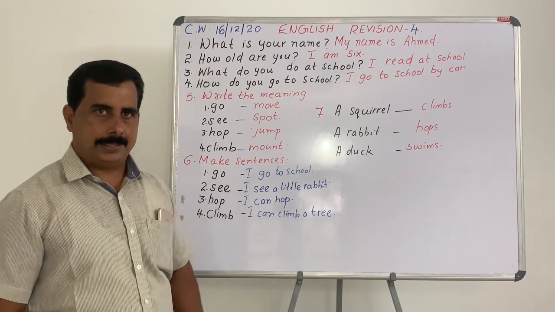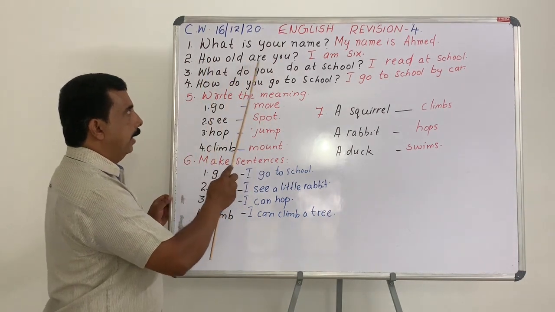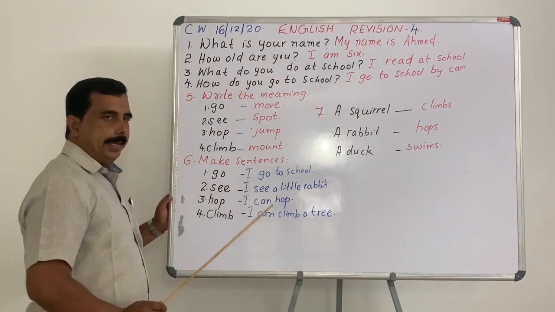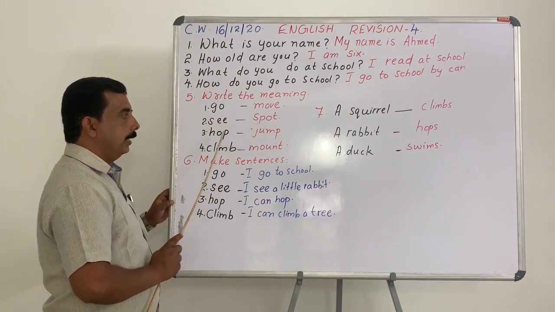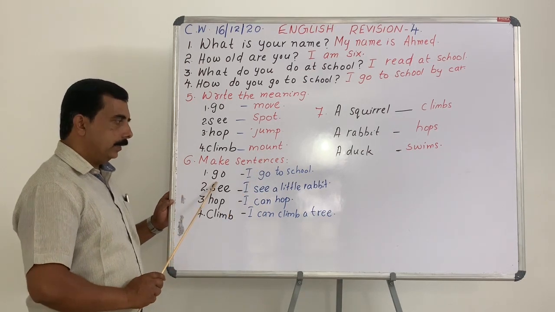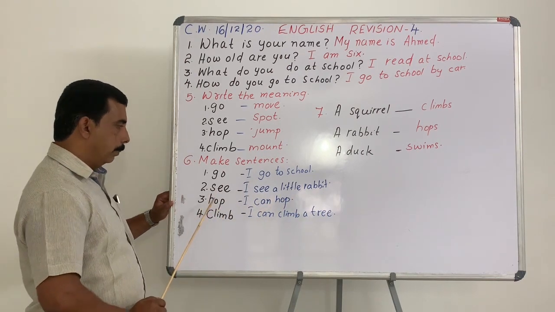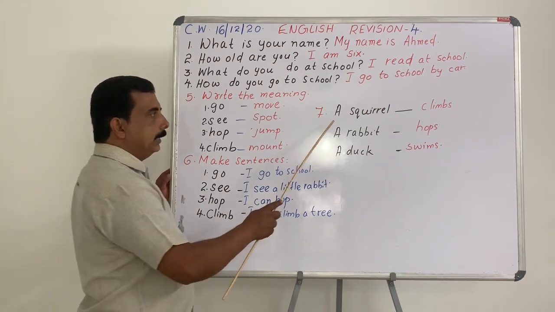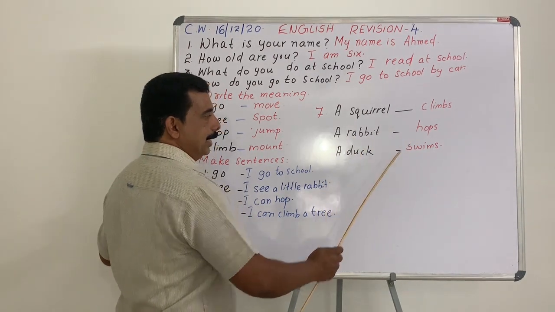Okay, examples. So we have written certain questions like, what is your name? How old are you? What do you do at school? How do you go to school? And we wrote word meanings: go, move, see, spot, hop, jump, climb, mount. And make sentences: go, I go to school, see, I see a little rabbit, hop, I can hop, climb, I can climb a tree. Next, we wrote a squirrel, climbs, it climbs, a rabbit, hops, a duck, swims.